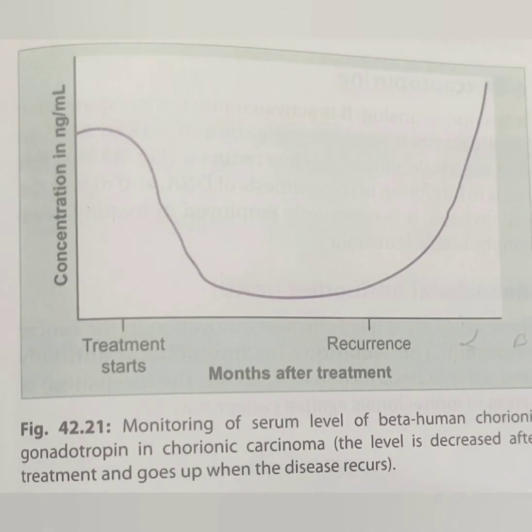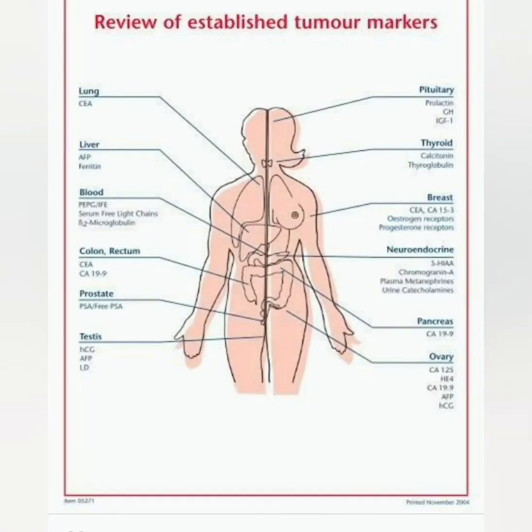Now let's see the graph. After treatment, the level is decreased, but it goes up when the disease recurs. This is the monitoring of serum level in choriocarcinoma. About 60% of testicular cancers secrete HCG. A normal value is less than 20 IU per L for males and non-pregnant females. A value of greater than 100,000 IU per L indicates a trophoblastic tumor.